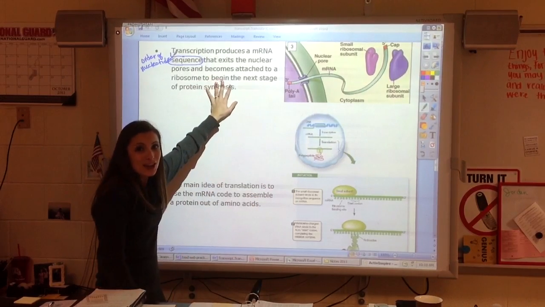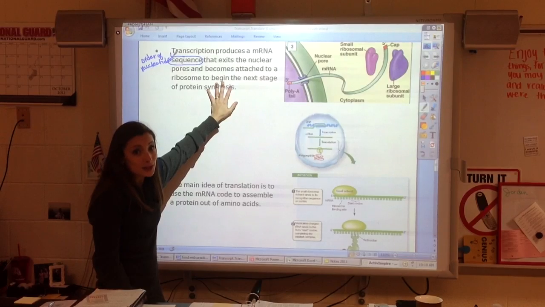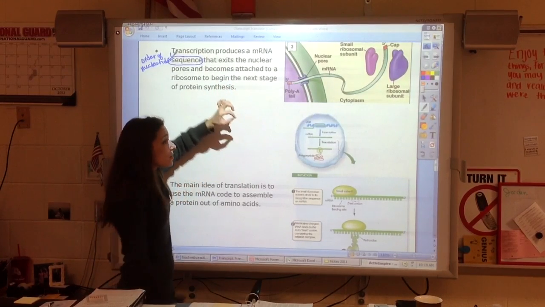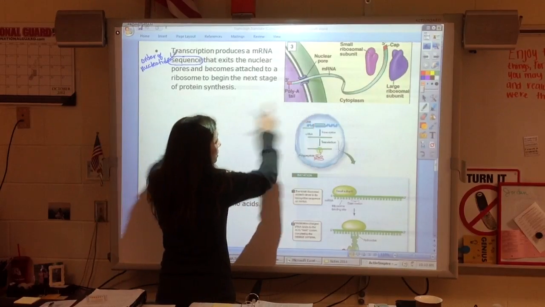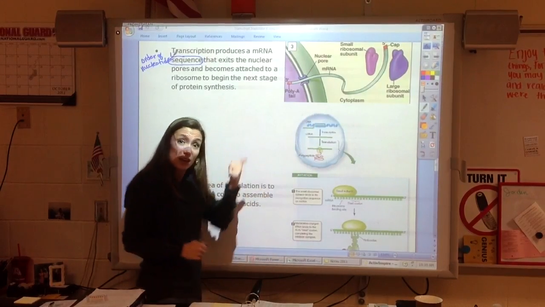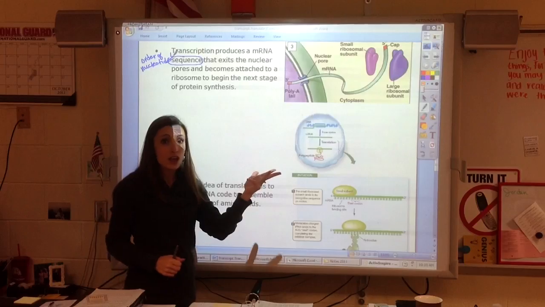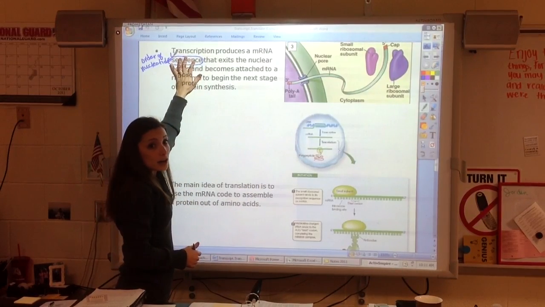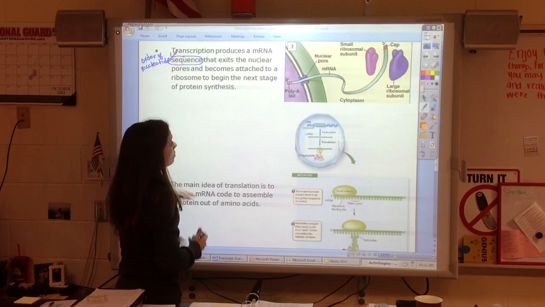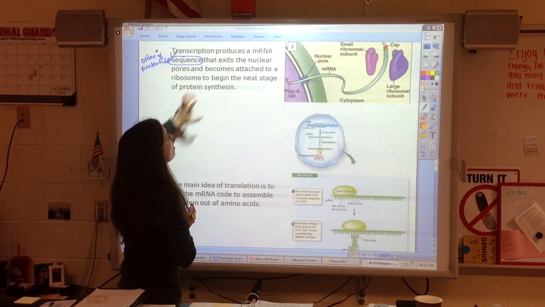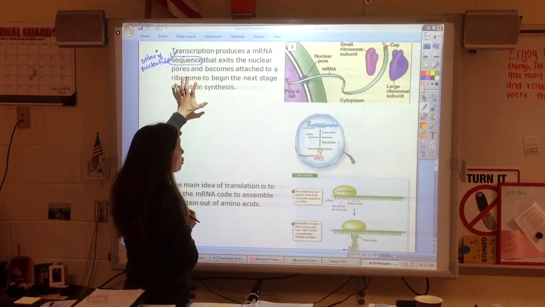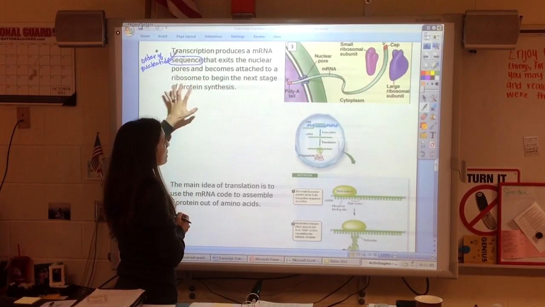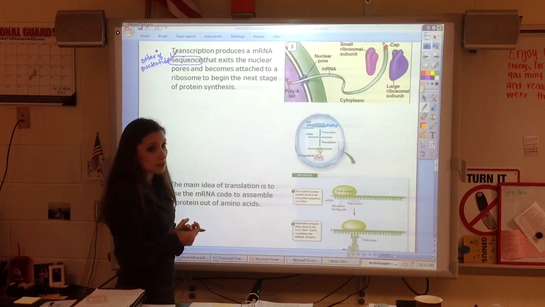Some mRNAs are thousands of nucleotides long, even 20,000 nucleotides long. Think about each of those 20,000 spots could be an A, a T, a G, or a C. So we are going to see almost an infinite number of different mRNAs, and it all comes down to the sequence or order of nucleotides. Every time it's made, it should exit the nuclear pore and become attached to a ribosome to begin the next stage of protein synthesis.